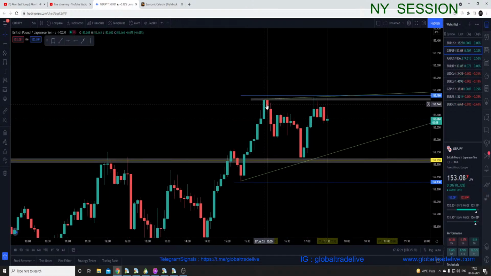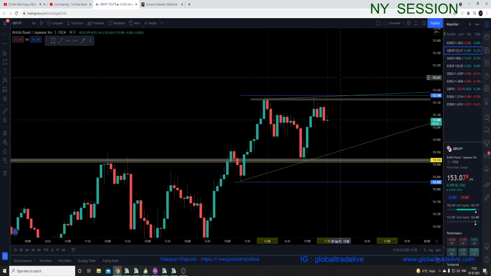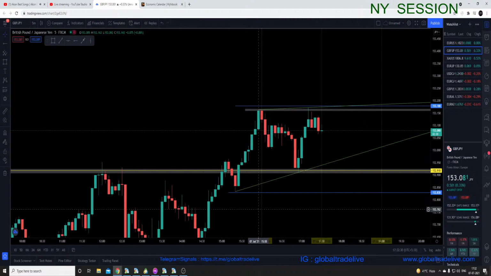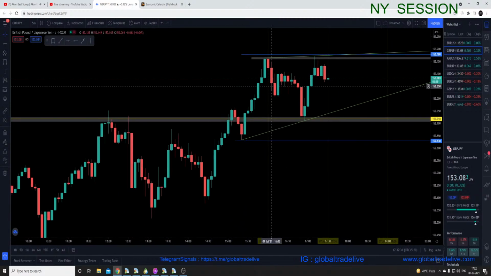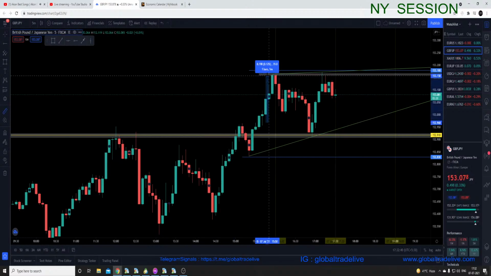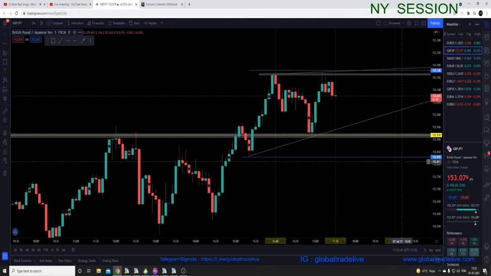So there was no volume in pre-NY. I don't know whether there will be volume in pre-NY open or not. So yeah, the London was good. This was the trade in London session over here. Straight 20 pips.